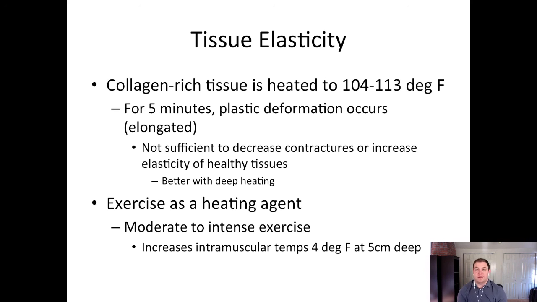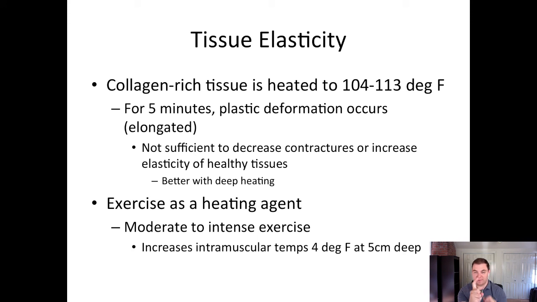Tissue elasticity. Okay, so collagen-rich tissues are heated to about 104, 113 degrees. 5 minutes, plastic deformation occurs. So in order to have tissue elongation, you need to be in this thing we call plastic deformation. Heating is not sufficient to decrease contractures or increase tissue elasticity of healthy tissues, right? Place a nice hot pack on a patient, 5 minutes, let's say. There's not sufficient heating in the tissue to decrease contractures, so joint contractures.